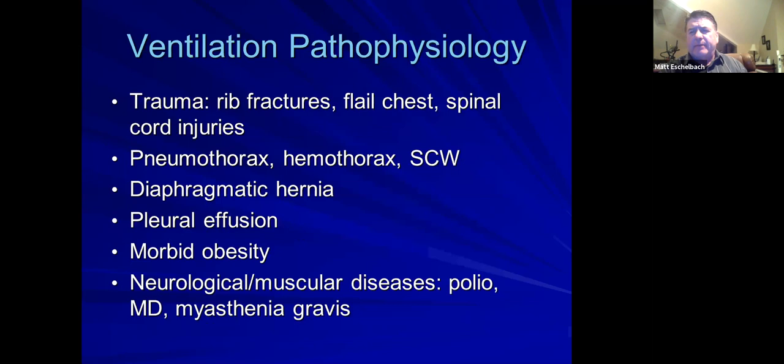Ventilation pathophysiology, that means a problem with air exchange, can be trauma, like a rib fracture, pneumothorax or hemothorax, which we've discussed in trauma, or diaphragmatic hernia, which is where the lungs are actually compromised by the abdominal contents coming up through the diaphragm and decreasing the size of the lungs. Pleural effusion is usually in the form of either a congestive heart failure or a tumor, or maybe a bad congestive heart failure causing fluid inside the lungs. Morbid obesity, people can't take a good deep breath because they're so large. Or neurologic and muscular diseases like polio, myasthenia gravis, muscular dystrophy. These are all things that will prevent you from taking a good deep breath.